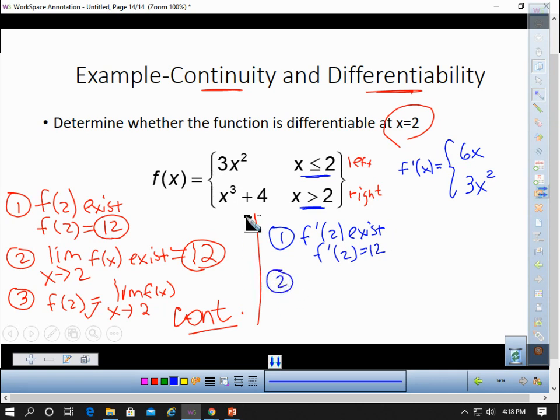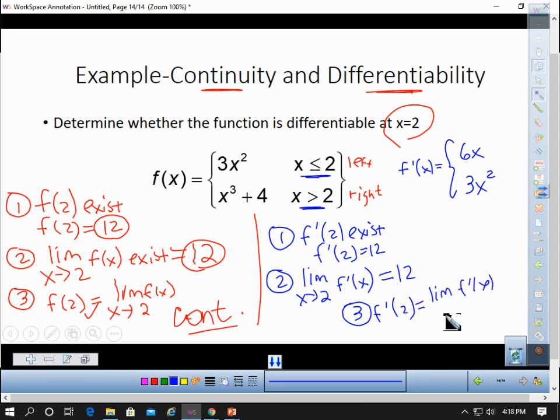All right, step 2. Now I want to know, what about the limit as x approaches 2 for f prime? All right, does f prime have a limit? So now we need to do our left-sided limit and our right-sided limit. We plug 2 into both of them and see if we're going to get the same answer. So we already know this is 12 when I plug a 2 in there. So when I plug a 2 in here, 2 squared is 4 times 3, I also get 12. So yes, the limit is 12. And then step 3, does f prime of 2 equal the limit of f prime of x as x approaches 2? Are those the same? And yes, they are. So that means we are differentiable as well.